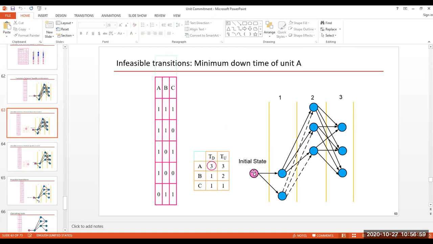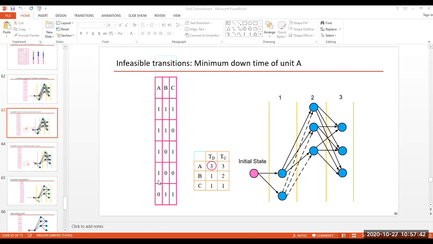You see, this state was 100. The initial state was 100. So if I stay in the same state in the next hour, I don't have to think about any uptime or downtime. So that means it is a feasible transition. What about this one? To come from this state to this state in hour 1, what are we doing? You see, we are coming from the 100 combination to the 011 combination.